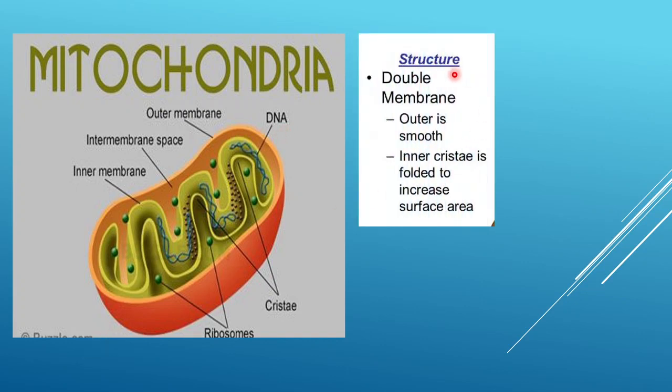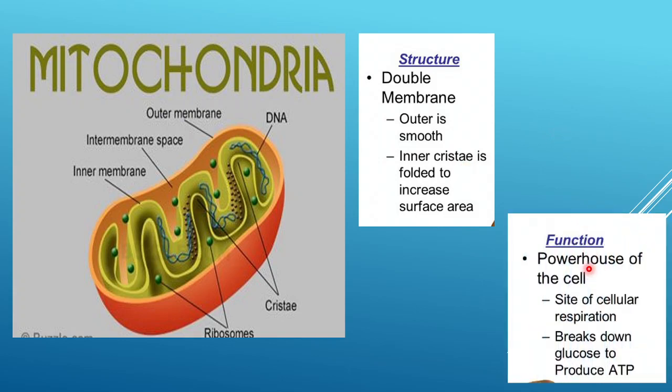Now, furthermore, the outer layer is smooth and the inner is folded, forming cristae, which function to increase the surface area. Then, the function of mitochondria: powerhouse of the cell. Why? Because it can produce energy. It is the site where cellular respiration takes place.